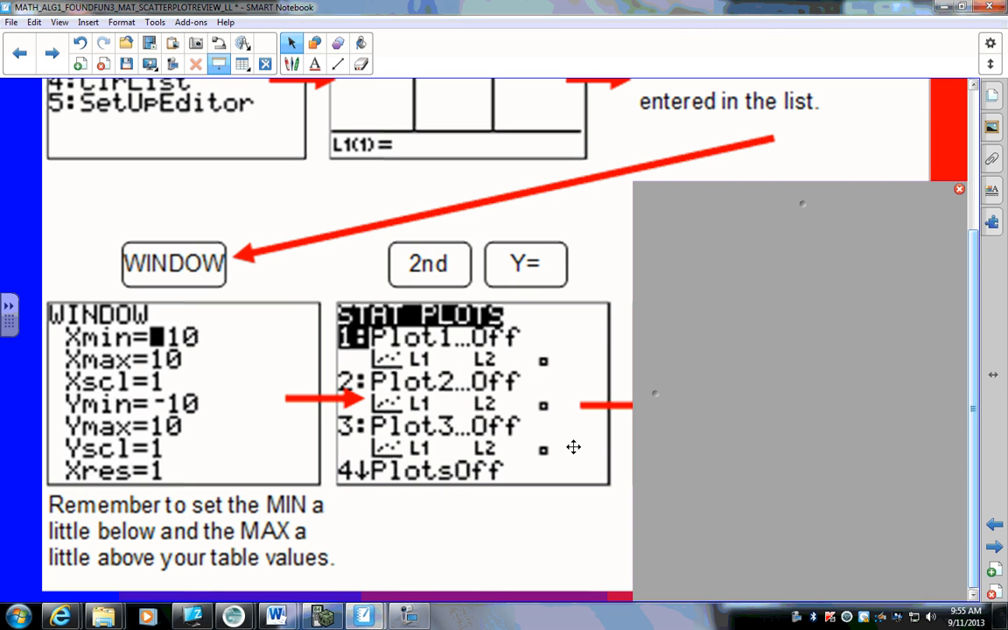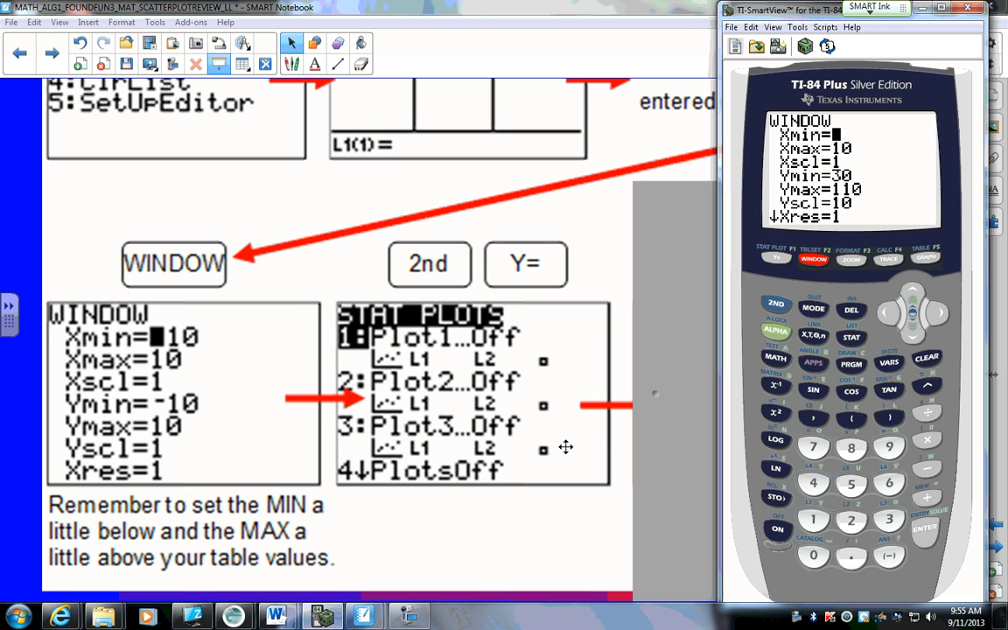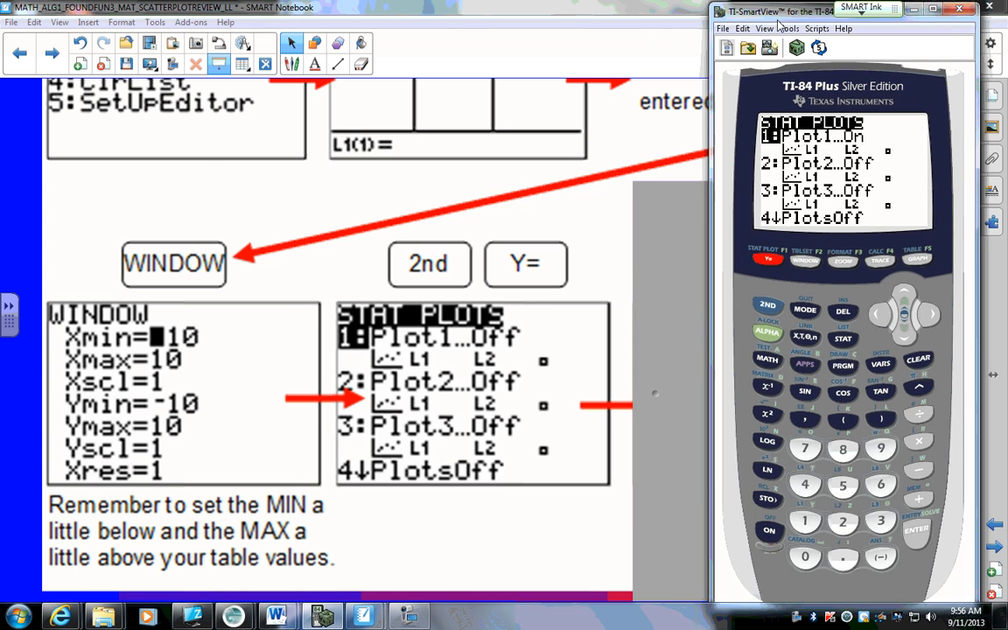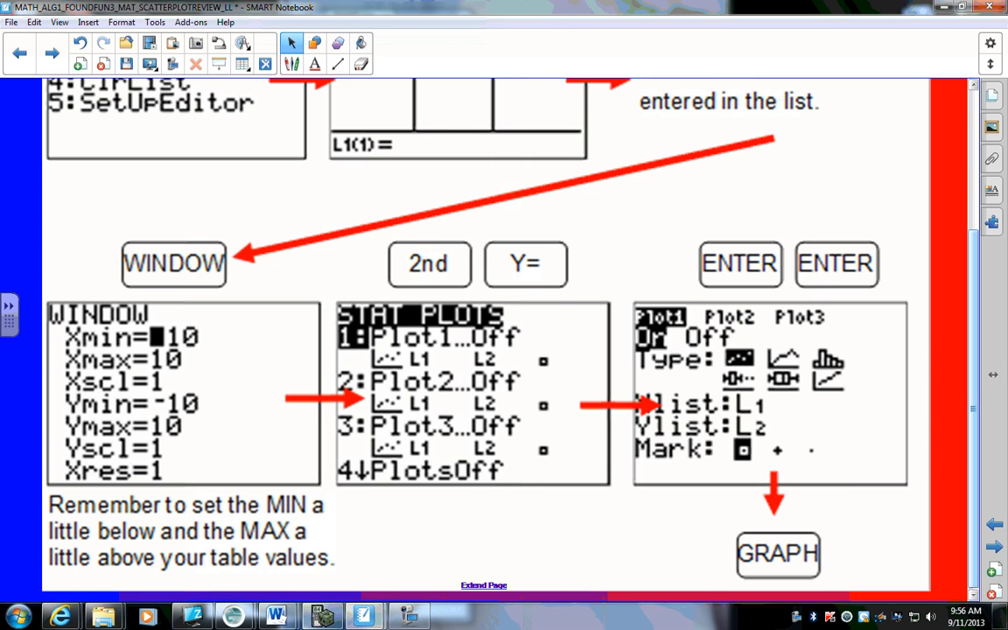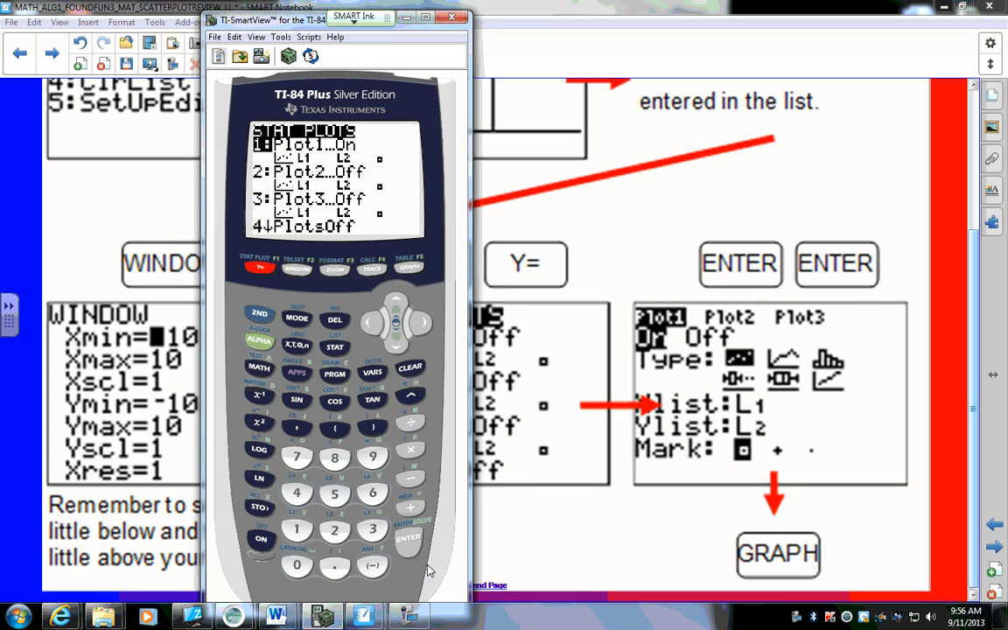After you do the window, then you're going to go second, y equals, and you're going to get to where it says stat plot. You have to turn your stat plot on. And to do that, you're going to press enter 2 times. Enter, enter. And see how it's highlighting over here on? That's telling you that it's ready to go. And then you would press graph, and it will graph them.